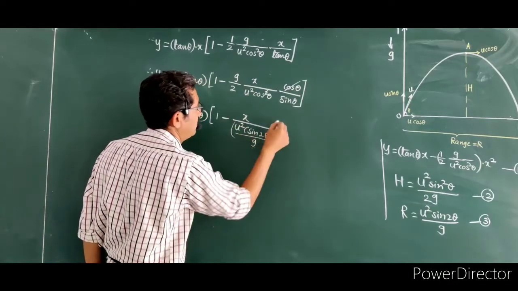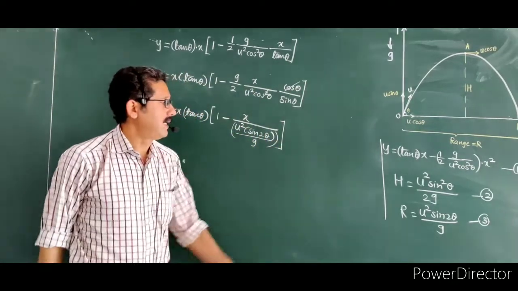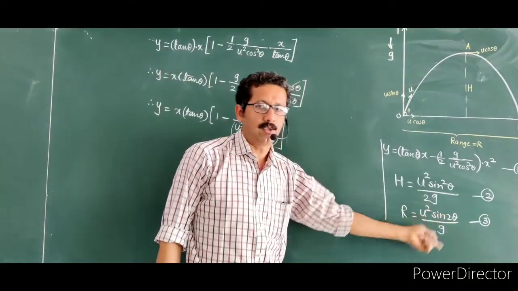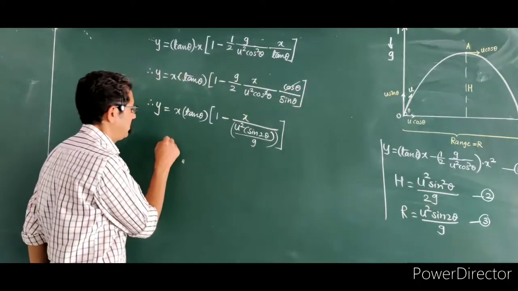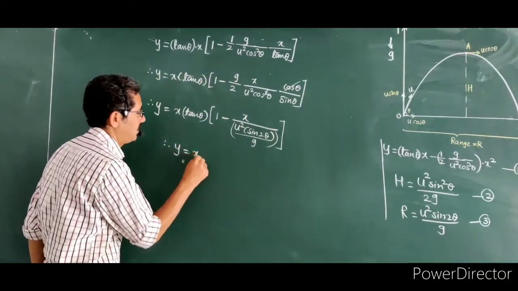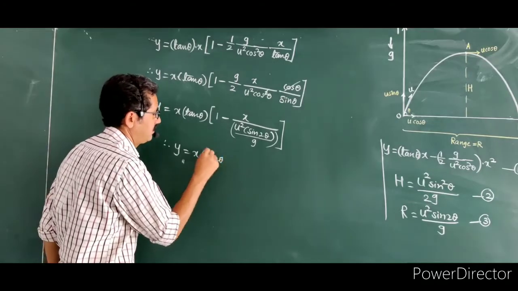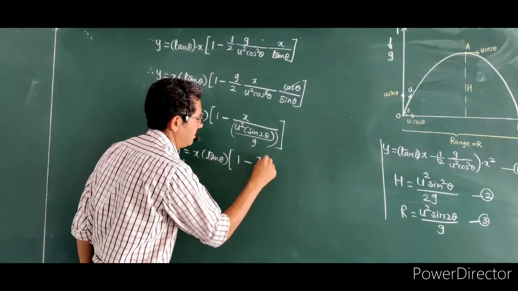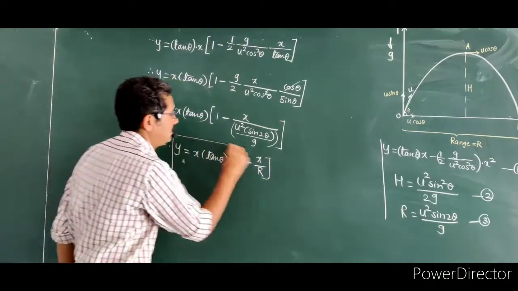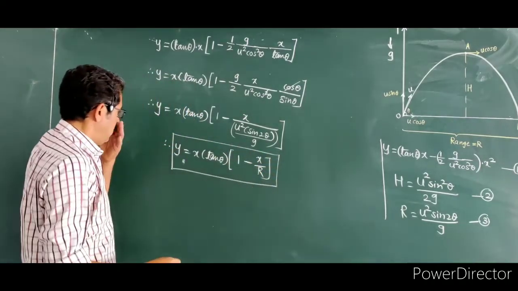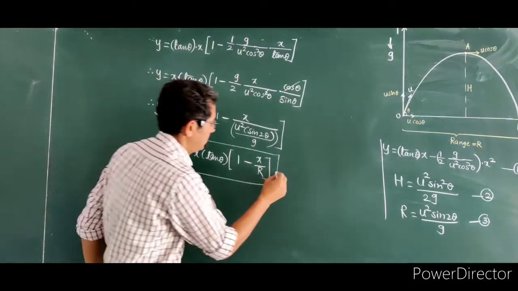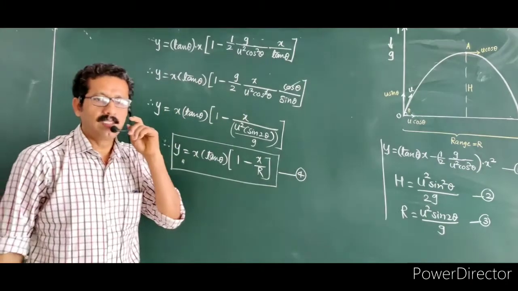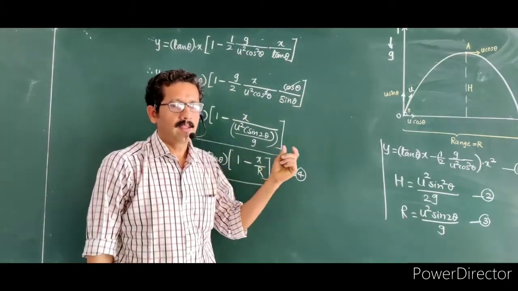So mathematically I have written everything correct. And I find this entire term u squared sin of 2 theta upon g actually is the range of projectile, and therefore I get y is equal to x into tan of theta inside the bracket 1 minus x upon R. So that's probably equation number 4 for me, I would call it. How is this equation going to help me?